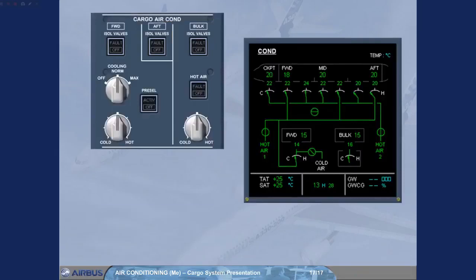For normal operation of the cargo conditioning system, the only pilot inputs that are required are: to check that all push-button switches have no white light on, to set the required temperatures, and, if installed, to set the cooling selector to OFF, unless livestock, food or plants are carried.